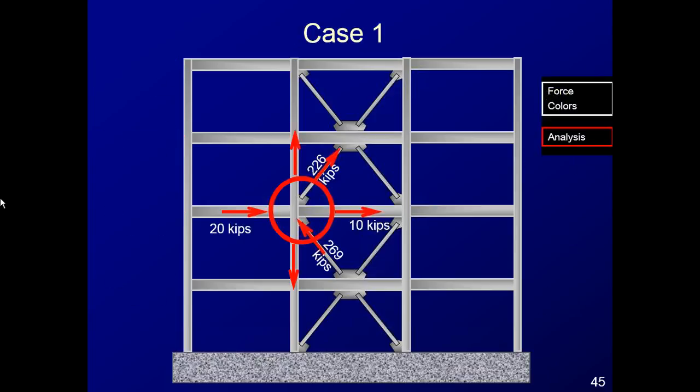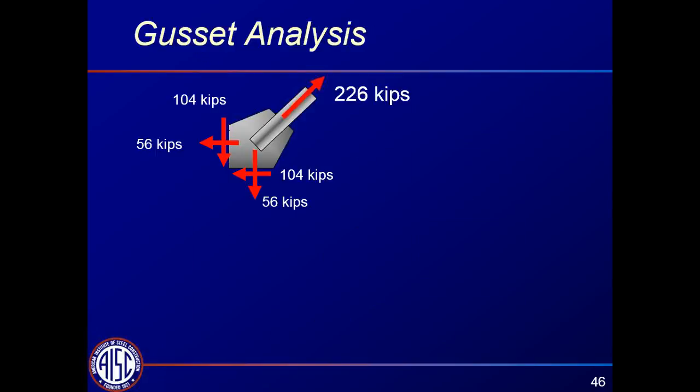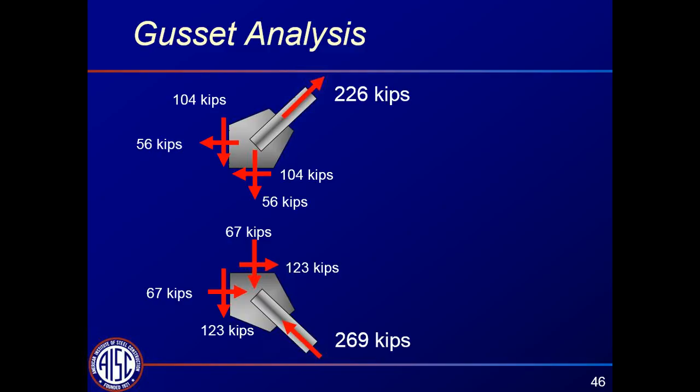Here are the forces consistent with the lateral analysis. We have 226 kips above, 269 kips below, and then here we have 60 kips, 20 coming in here, 20 coming in here, and 20 coming in here, and of these 20, half go left and half go right. Okay, so we do a gusset analysis for the brace in tension, we do a gusset analysis for the brace in compression, and we get the forces that we'll use to derive the rest of the forces in the connection.